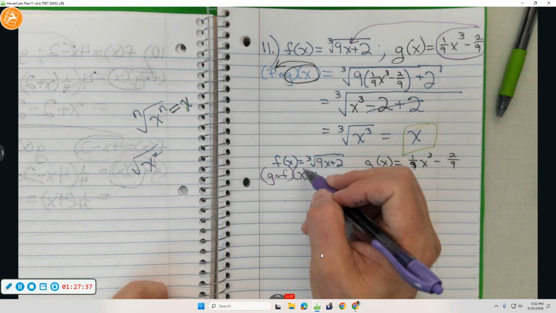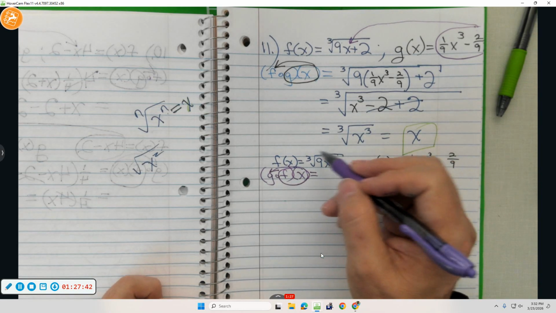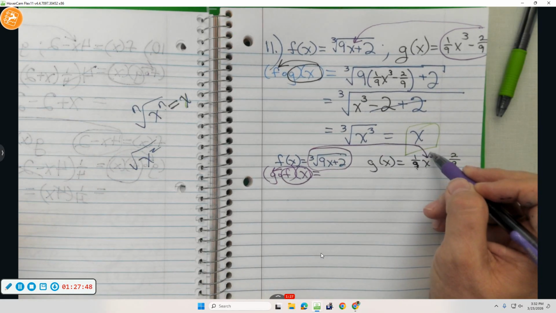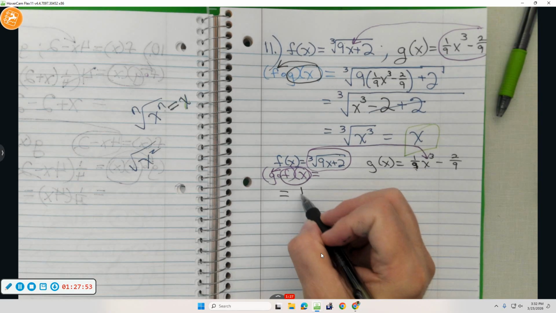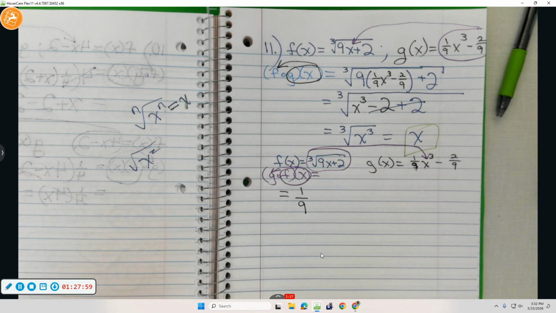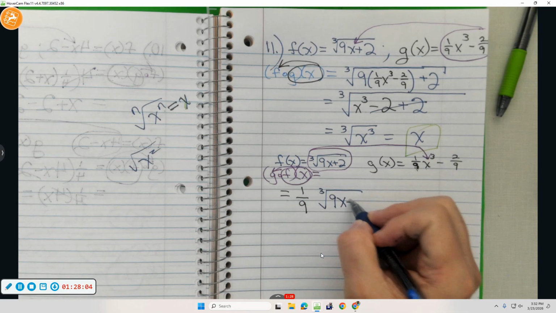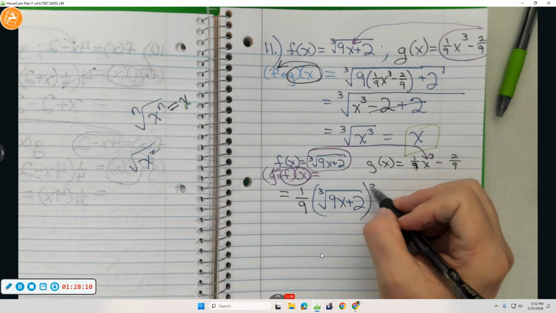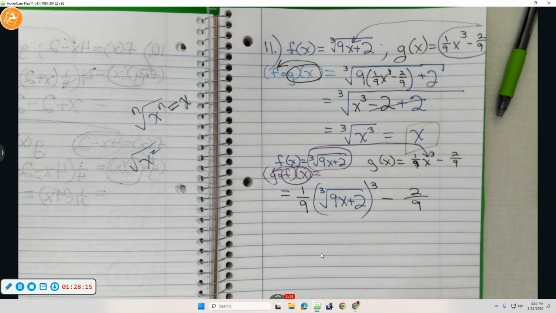This is saying take f of x and plug it into g. So we're going to take f of x and plug it in over here for g. I'm going to write big. That means we have 1/9. Replace the x with that cube root of 9x plus 2, and that's going to be cubed minus 2/9. Something nice is about to happen.